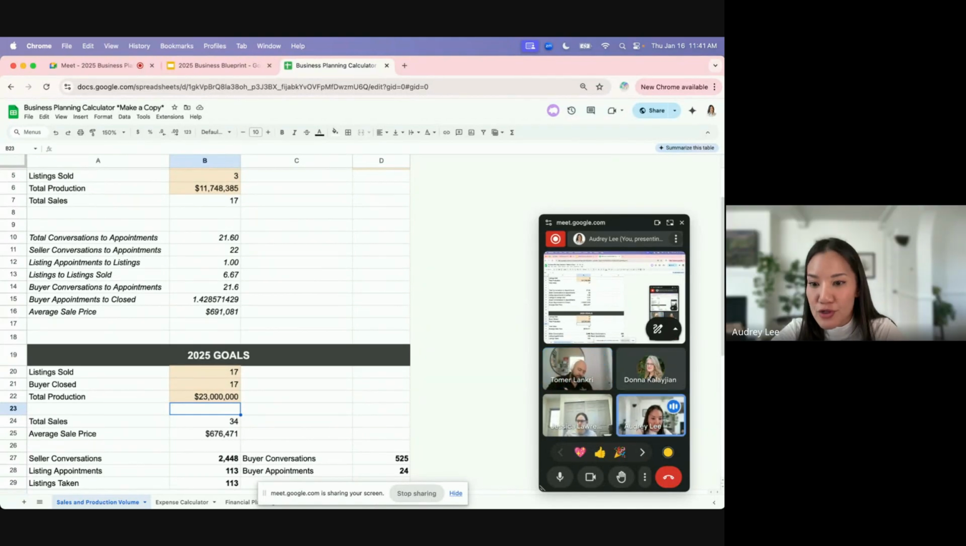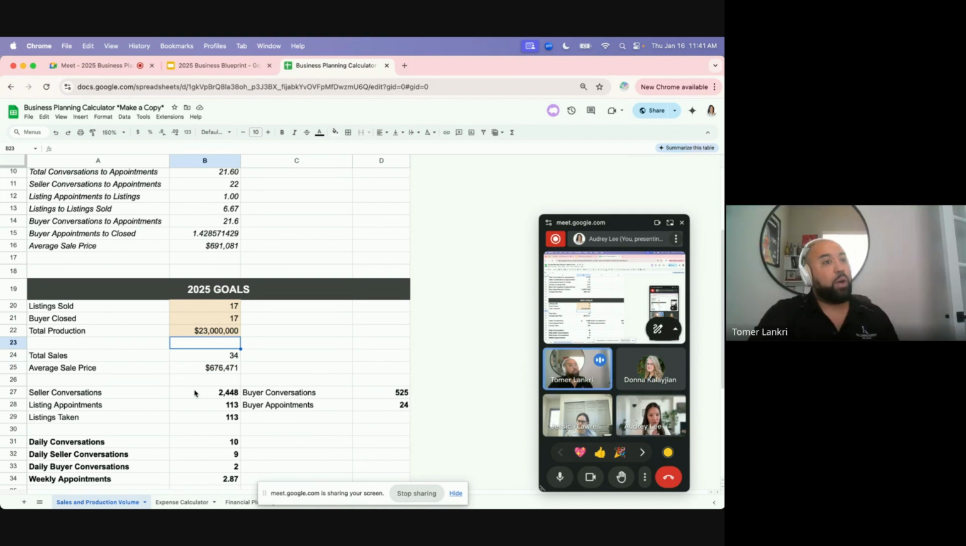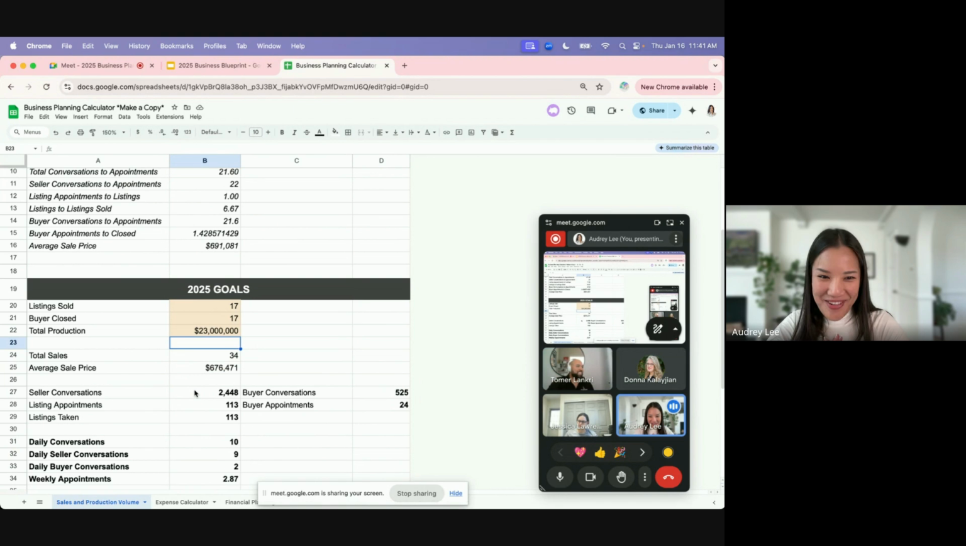Exactly. Okay, and we'll definitely get to the growth piece as well. So again, just to recap, you want to do 23 million in order to help fuel all of those. So for your goal next year, we're looking at 17 listings sold, 17 buyers, and 23 million in production. Does that sound like a good goal for you? I'll be very happy with that goal. Very happy. Absolutely.